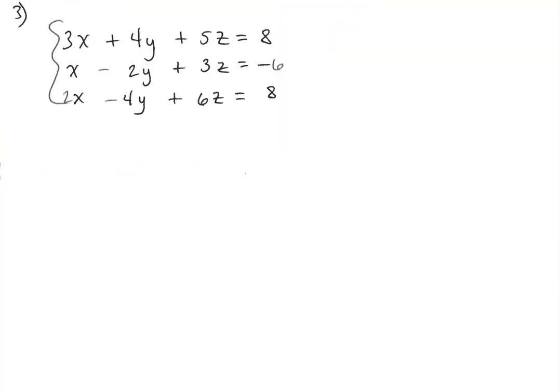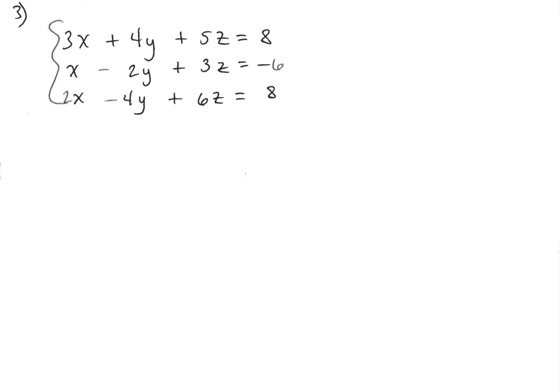Let's look at one more example. This one is, again, a system of 3 equations. The first is 3x plus 4y plus 5z equals 8. The second is x minus 2y plus 3z equals negative 6. And the third is 2x minus 4y plus 6z equals 8.